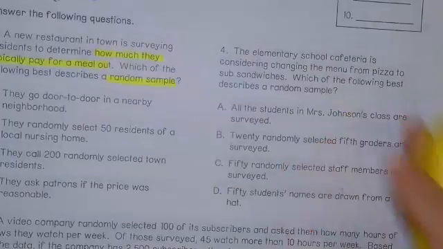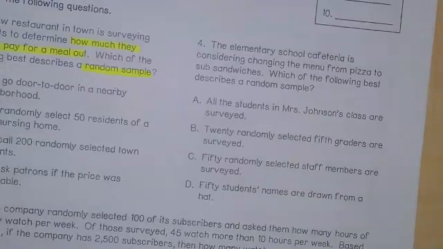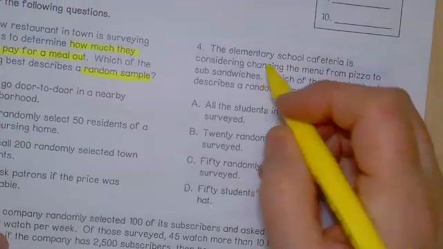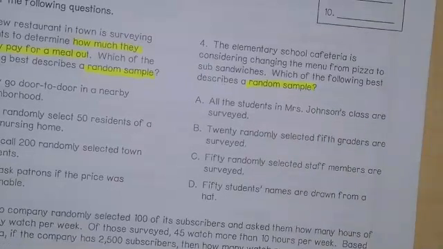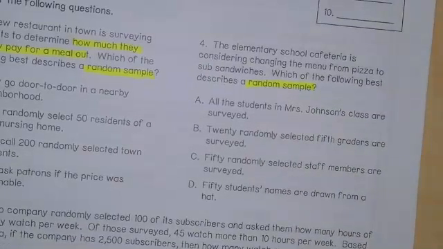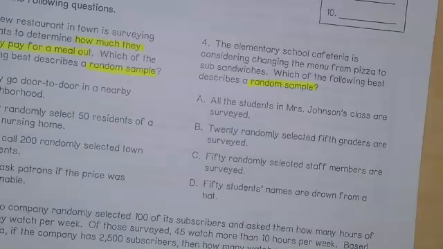The elementary school cafeteria is considering changing the menu from pizza to sub sandwiches. Which of the following best describes a random sample? A, all students in Mrs. Johnson's class are surveyed. B, 20 randomly selected 5th graders are surveyed. C, 50 randomly selected staff members are surveyed. D, 50 students' names are drawn from a hat. What would you choose, Cody?